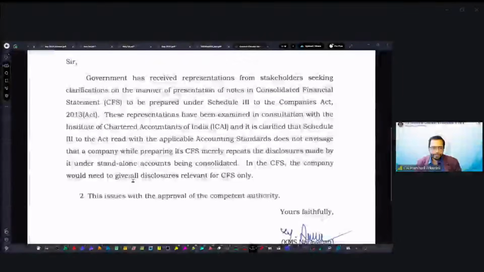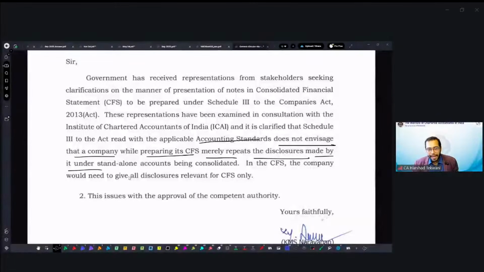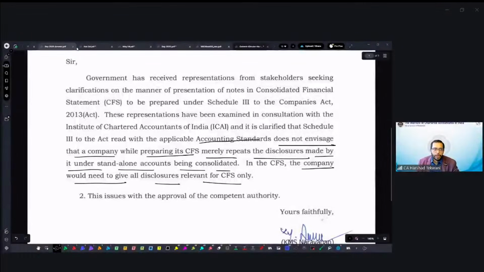What it says is that applicable accounting standards do not envisage that a company, while preparing its CFS, merely repeats the disclosure made by it under the standalone accounts being consolidated. In the CFS, the company would need to give all the disclosures relevant to the CFS only. Relevant to the CFS only. Just for the sake of disclosure, do not repeat the things. That is circular 39 of 2014.